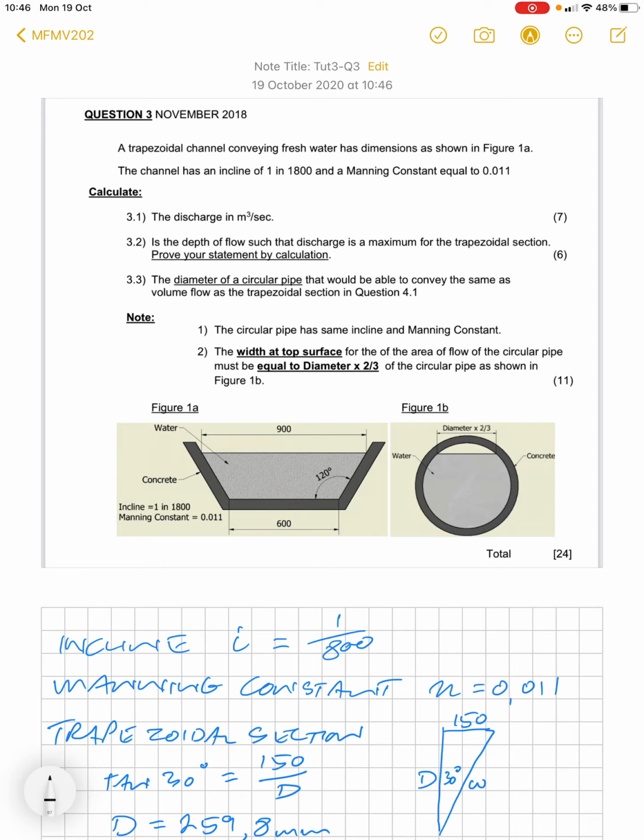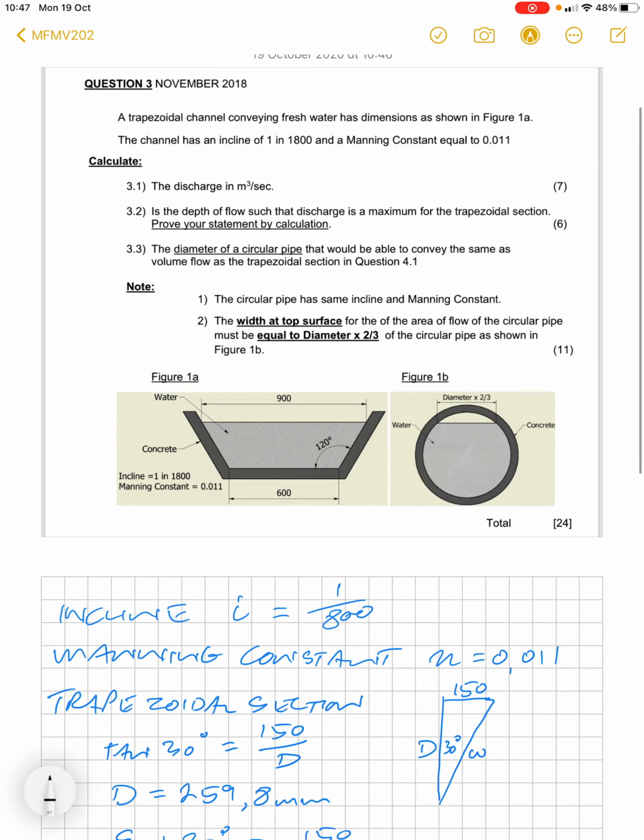This is tutorial 3, question 3. And in this problem, we have two channels. We have a trapezoidal channel, we have a circular channel. Both of these channels have an incline of 1 in 1800, Manning constant equal to 0.011. First of all, we have to calculate the discharge in cubic meters per second in the trapezoidal channel.